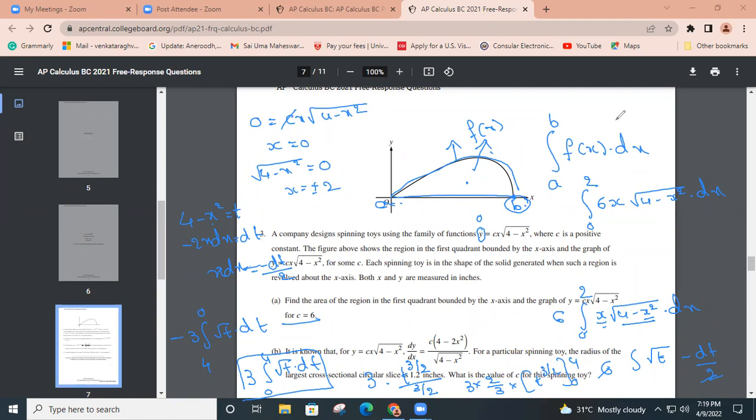When it is 0, it is 0. When I put 4, 3 into 2 by 3 into 4 can be written as 2 square. 2 and 2 will cancel, so it is 2 cube, which is 8. 3 will get cancelled, so 2 into 8 is 16. So your final answer should be 16 square units.